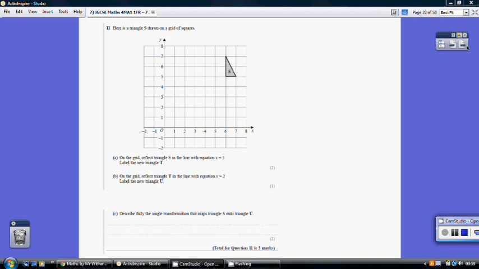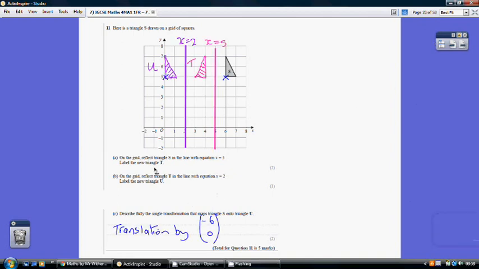Question 11. So part A, on the grid, reflect triangle S in the line with equation x equals 5. So just be careful with this mirror line. The line x equals 5 is a vertical line through the number 5, because all the x coordinates of all the points on this line would be 5. For example, (5, 0) or (5, 1) or (5, 2) or (5, 3). So that's a very easy mistake to make. The line x equals 5 is not parallel to the x-axis.